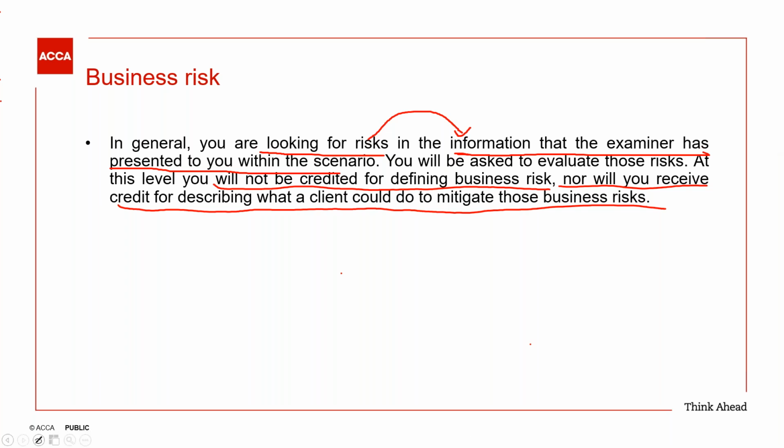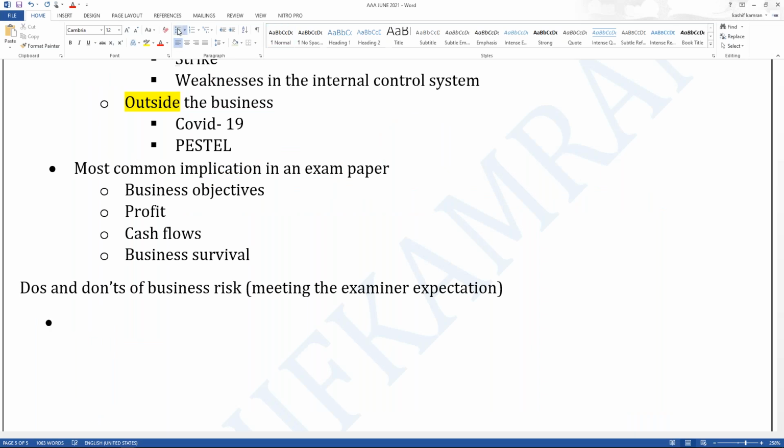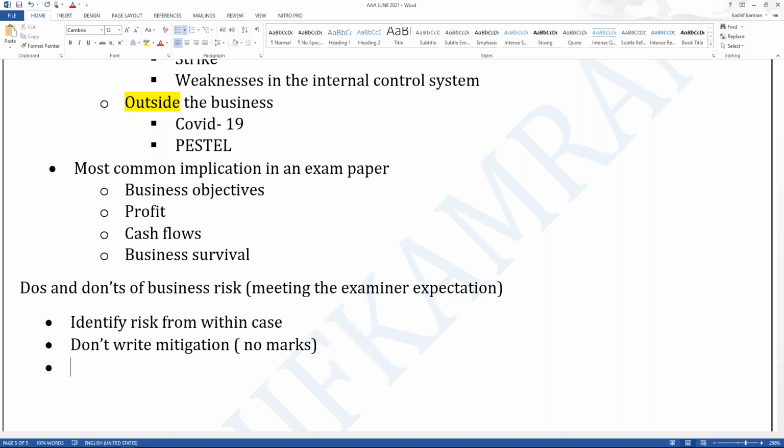So are we finding the first don'ts, everyone? Number one, identify risk from within the case, not outside the case. That's important. Number two, don't write mitigations. No marks for this, wasting your time. And also, no need to write a definition of business risk. There are no marks for writing the definition of business risk. So please refrain from that, right?